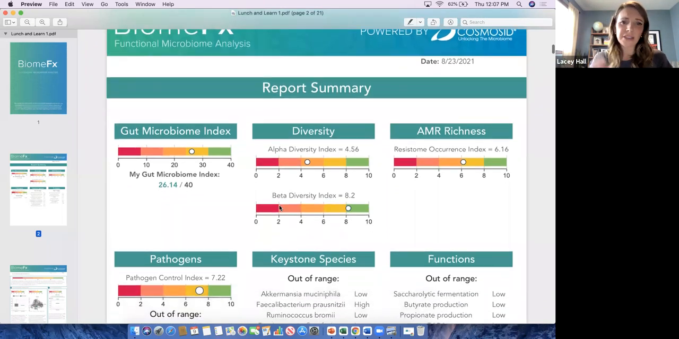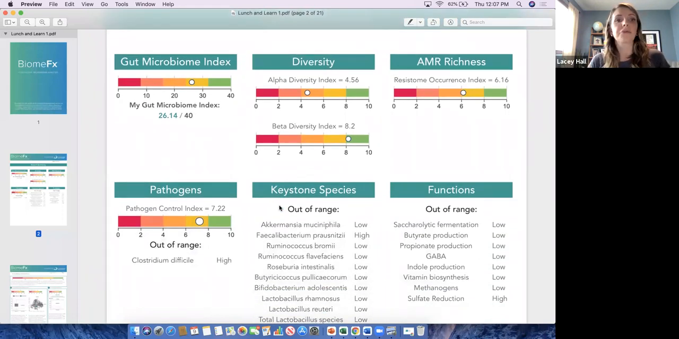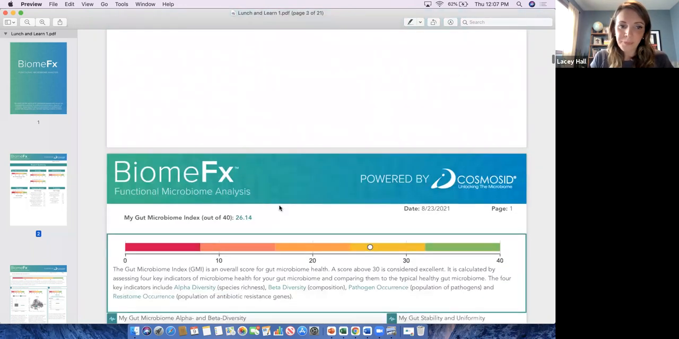All right, so this first page is the report summary. I don't actually spend a lot of time here because I like to dig through the entirety of the report, but I know some people prefer to get most of the information off of this page.